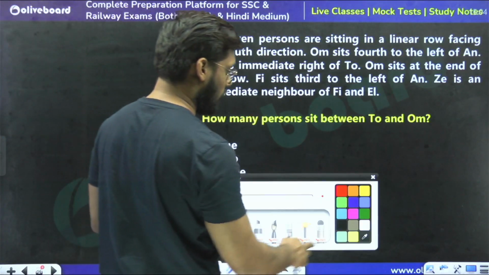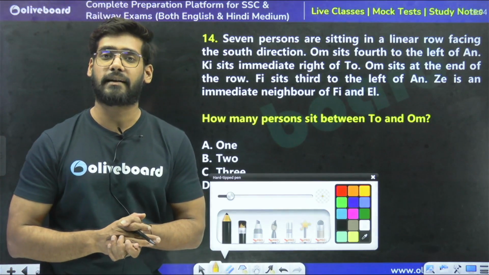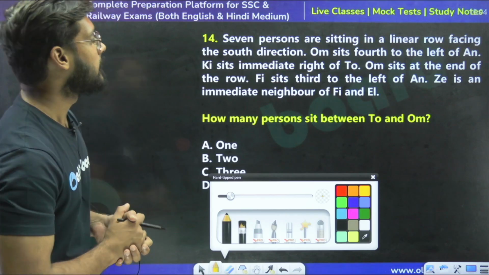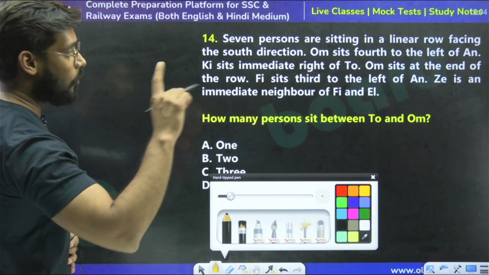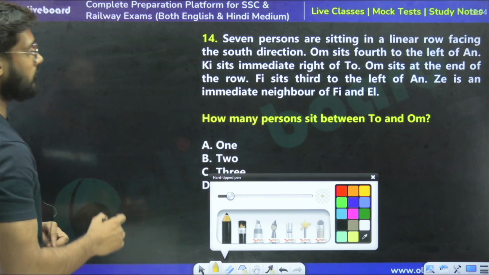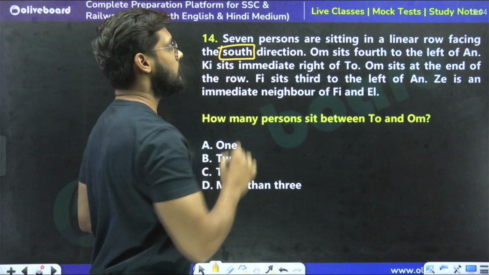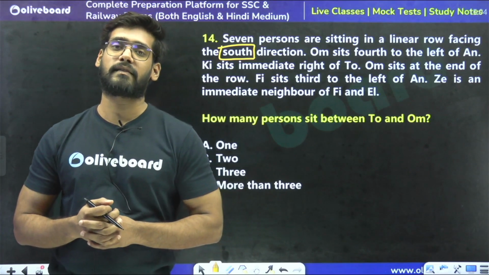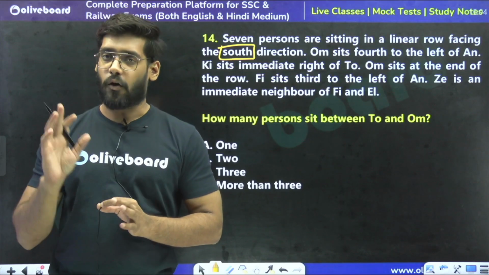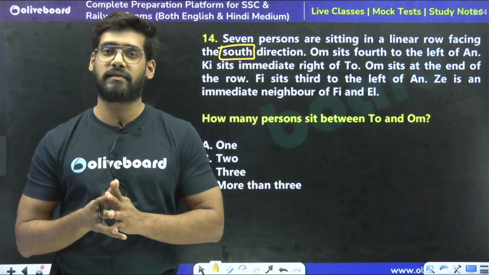14th question is from the sitting arrangement, the linear arrangement I should say. 7 persons are sitting in a linear row facing the south. Om sits 4th to the left of An. Whenever the question says all of them are facing south or all are facing north, you can do one thing: if all are facing south, you can consider all of them facing north and the answer will be the same. There will be no changes in the answer.